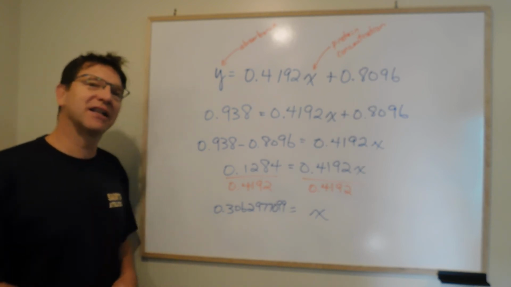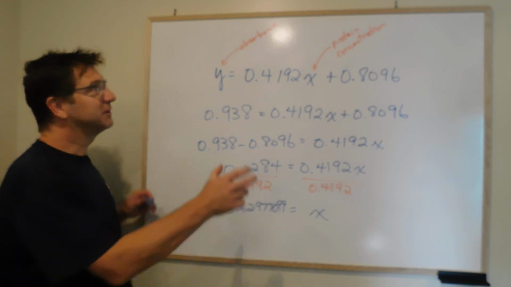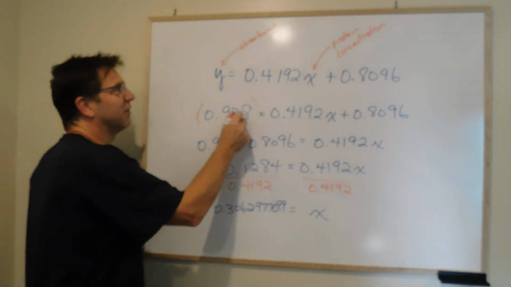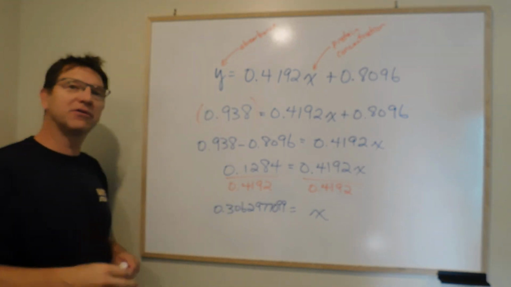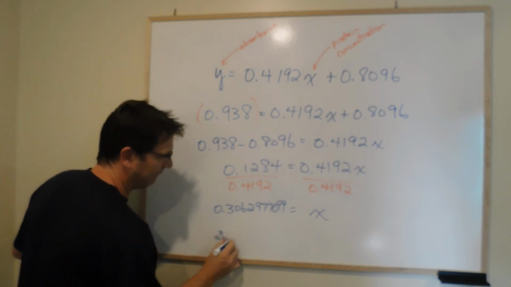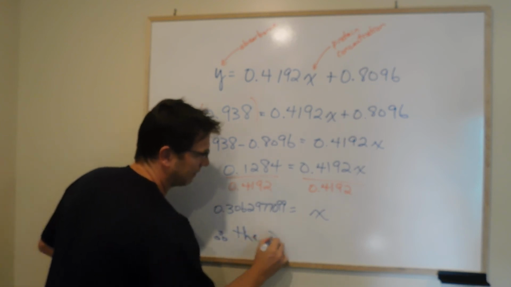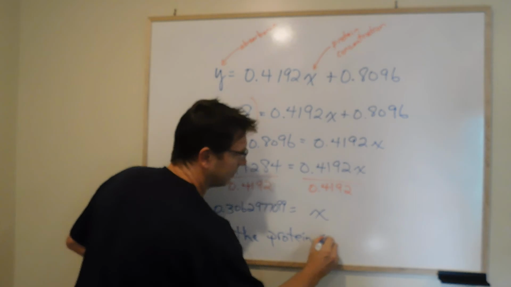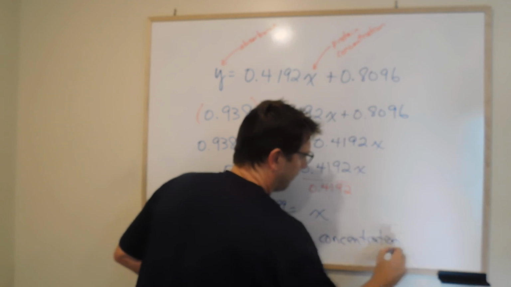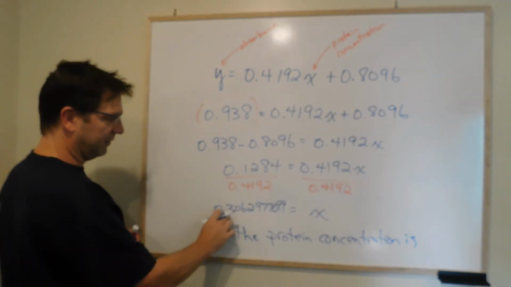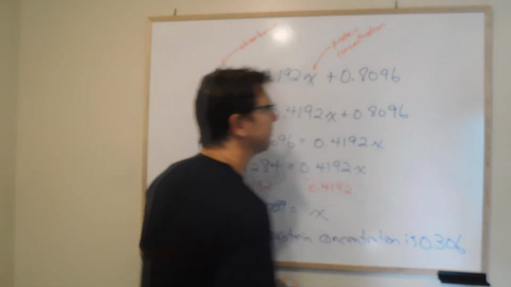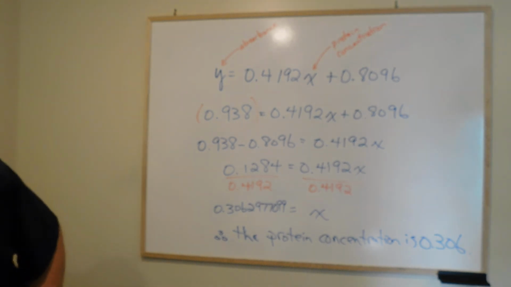The question doesn't say exactly how many decimal places to go to, but since I substituted in for Y right here, since I substituted in for my absorbance to 3 decimal places, I'm going to choose to reflect my answer to 3 decimal places as well, and say therefore the protein concentration is 0.306, right? 0.306.